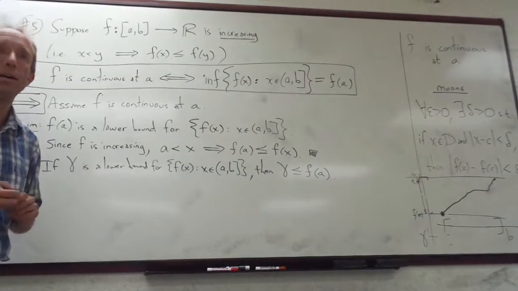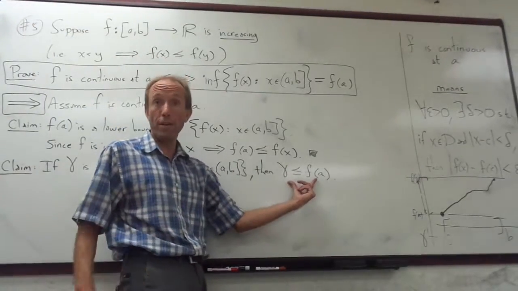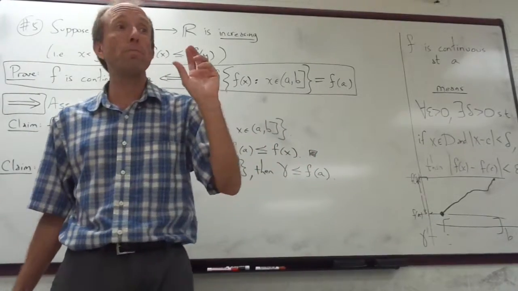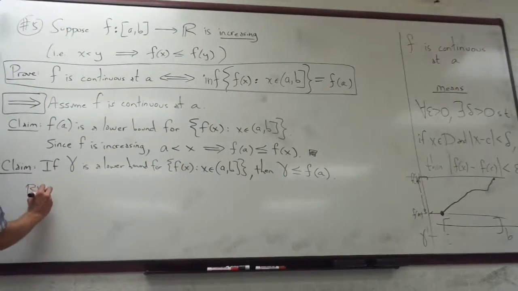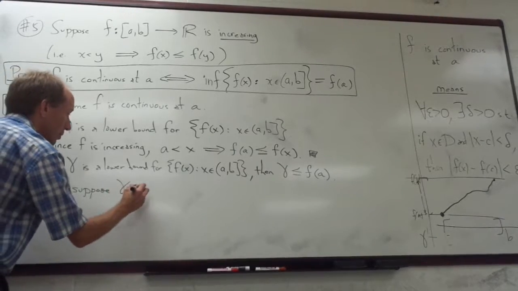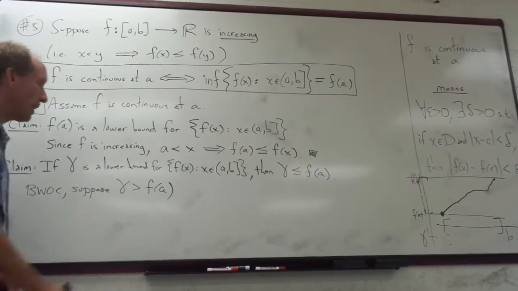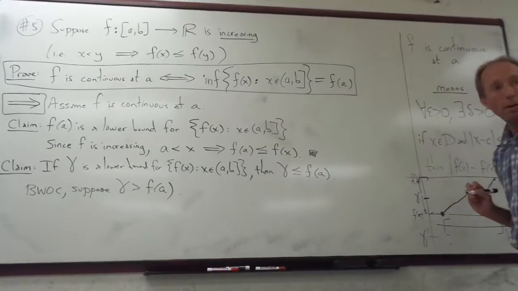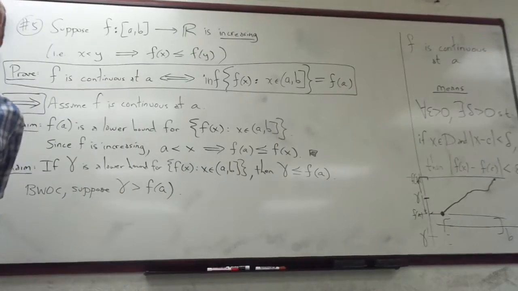We go gamma minus f of A, or f of A minus gamma. Well, this is what we want to prove, right? So to make a positive number out of this, what I can do is go by way of contradiction. Right? So by way of contradiction, suppose gamma is greater than f of A. So in other words, suppose that gamma is maybe right here somewhere. Right? Gamma is above f of A. So now, how can I make an epsilon that's greater than 0?